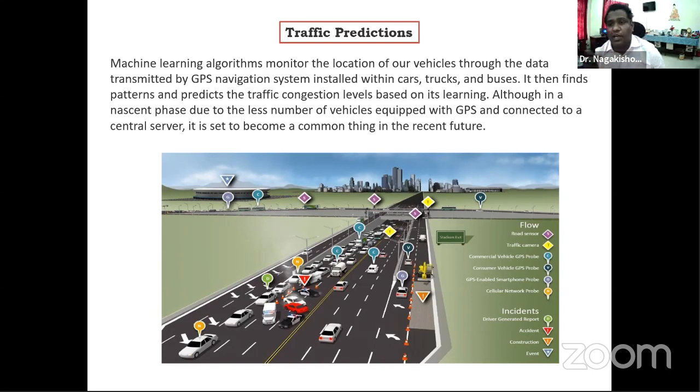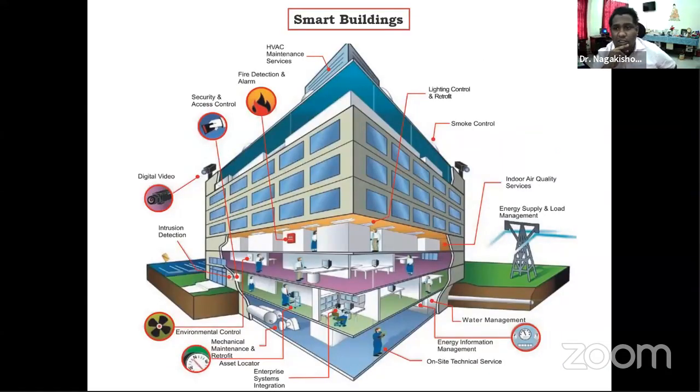Automatically, it showed that heavy traffic was there, depending upon the mobiles. So it was a live experiment done by one person. I didn't get his name, I think, but it is very famous. Next, coming to smart buildings: smart homes, smart buildings, smart apartments.